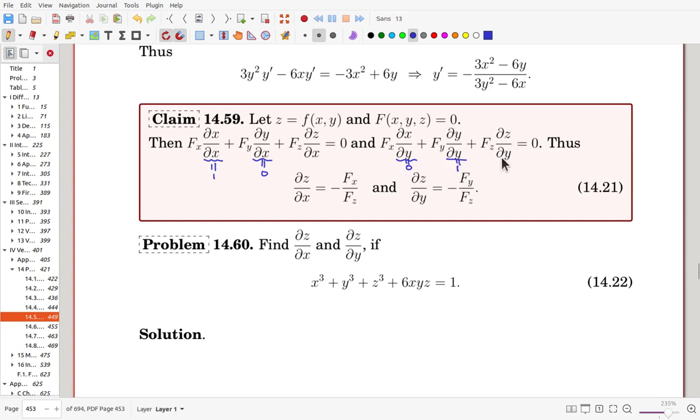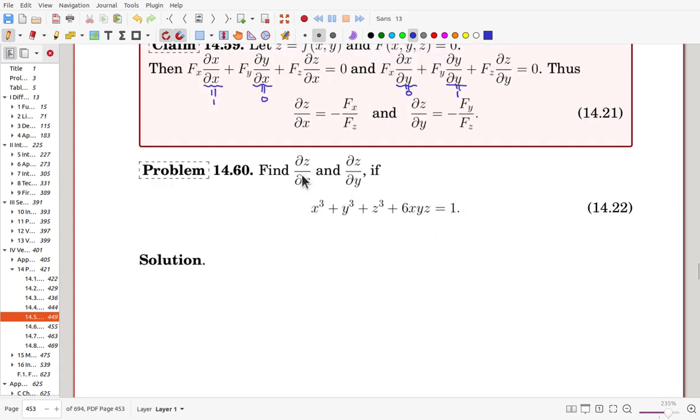And this is the y derivative. And we can solve this equation for round z over round x. That is exactly this one. Now we can solve this one for round z over round y. That is this one. Okay? So we have this formula.